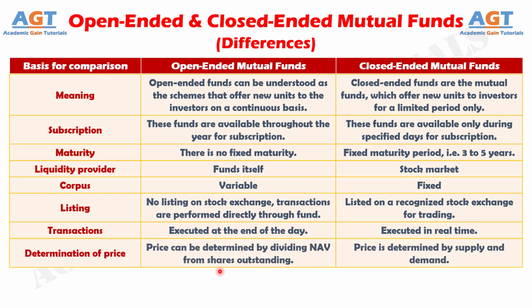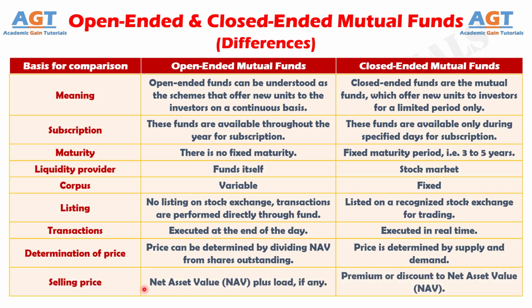Number 8. In the open-ended fund, prices are determined by dividing NAV from shares outstanding, unlike in the closed-ended fund, price per share is ascertained by supply and demand. And, difference number 9. The selling price of the underlying security in the open-ended fund is net asset value, plus load if any. On the contrary, in the closed-ended fund, the selling price of the underlying asset is at a premium or discount to net asset value.